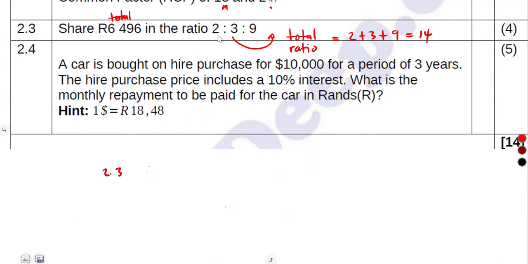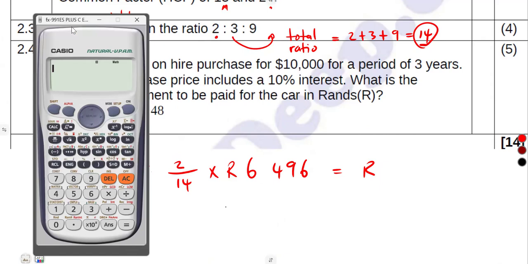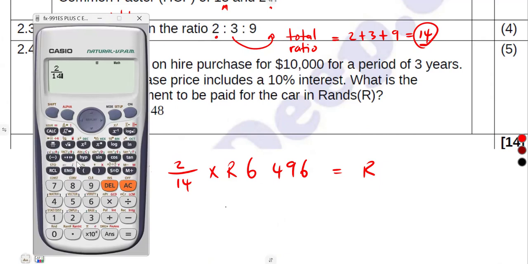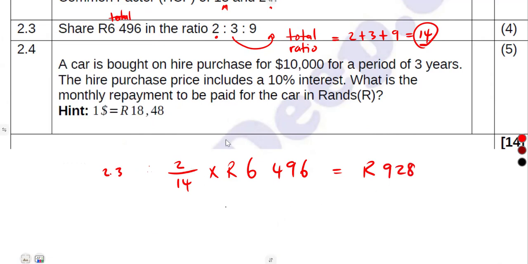We're going to have 2 over what? The total ratio 14. 2 over 14 times the total amount to be shared, 6,496. So it's the ratio over the total ratio. All right, so that was going to give us what? 2 over 14, all right, then times 6,496. That is going to give us 928.